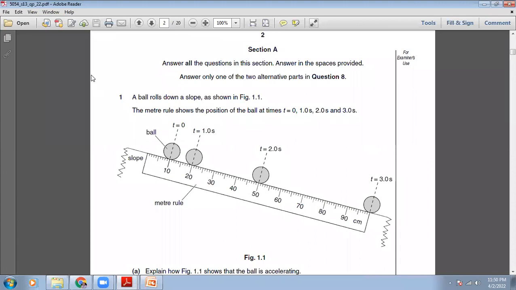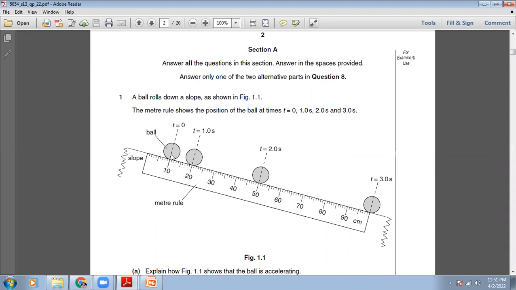It says a ball rolls down a slope as shown in figure 1.1. The meter rule shows the position of the ball at the times t equals 0, 1 second, 2 seconds, and 3 seconds. You can see that at time 0, the ball was at the 10 centimeter mark. At 1 second, the ball was at the 20 centimeter mark. At 2 seconds, the ball was at the 50 centimeter mark. And at 3 seconds, the ball was at the 100 centimeter mark.